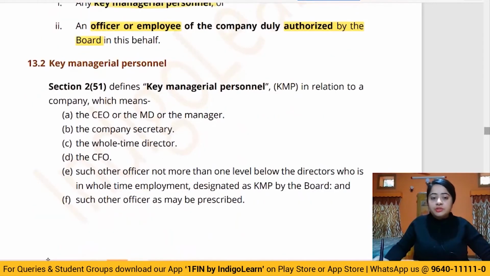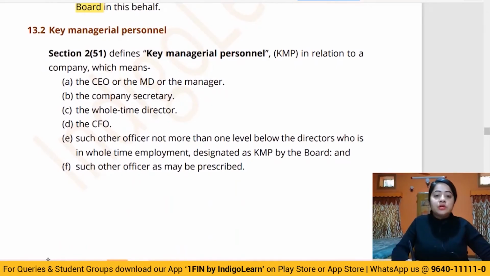Now, what is a key managerial person? Let's quickly see the definition of the word key managerial person also. It is stated in section 2 clause 51 of the Companies Act. It says key managerial person means either the CEO of the company or the managing director or the manager or the company secretary or the whole-time director or the chief finance officer or any other officer not more than one level below the directors who is in whole-time employment designated as KMP by the board or any other officer as may be prescribed. So these are all the different key managerial persons.